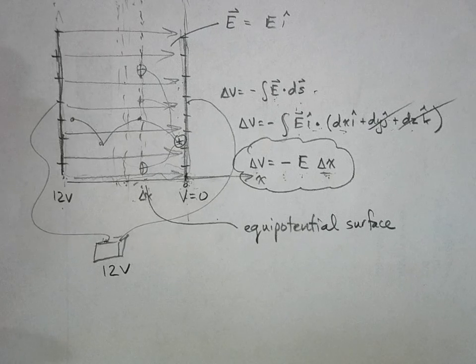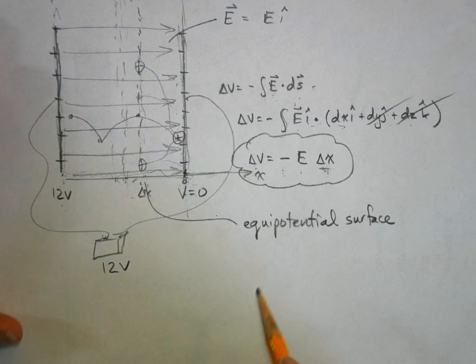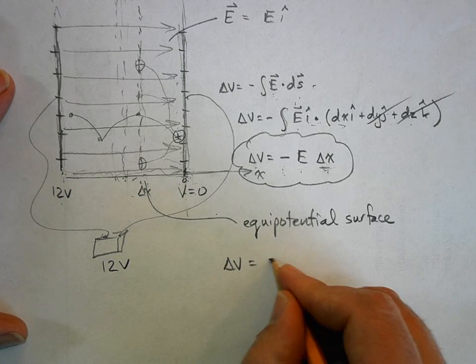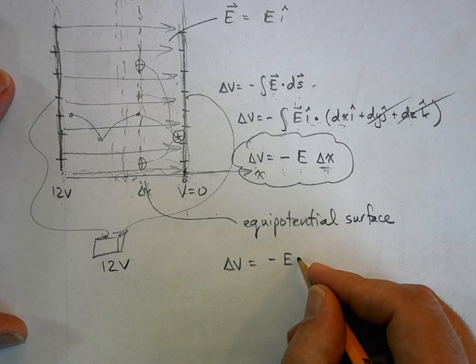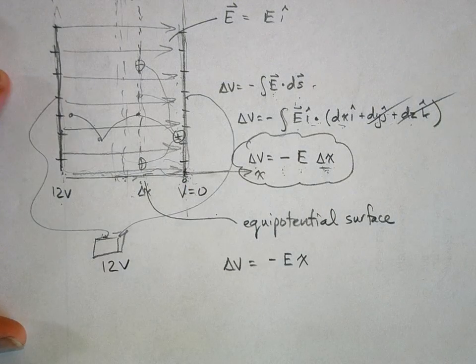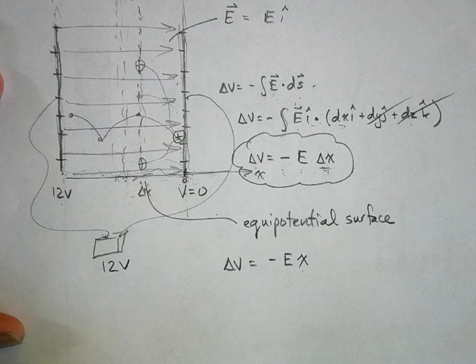Oh, by the way, let's take a look at what we just did. Delta V is equal to negative E times, let's say this is zero, so this is really just X. Instead of delta X, if I start from zero, the delta X just becomes X. Oh, what did we say about E?